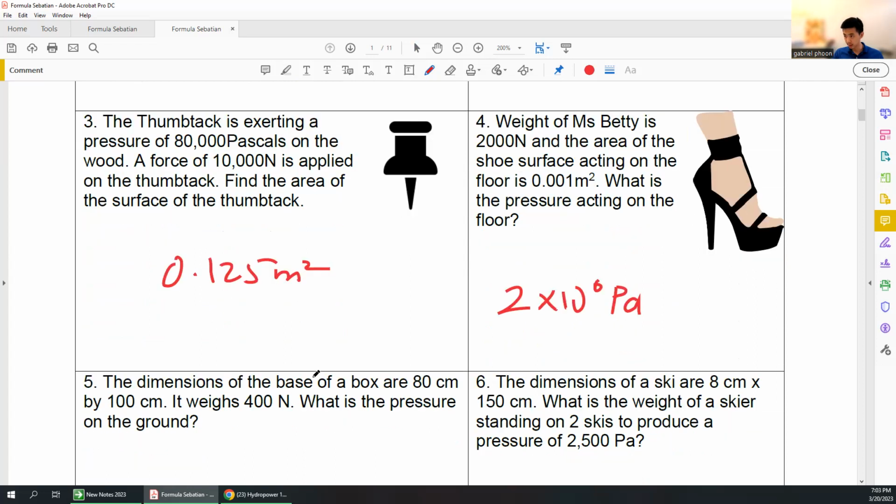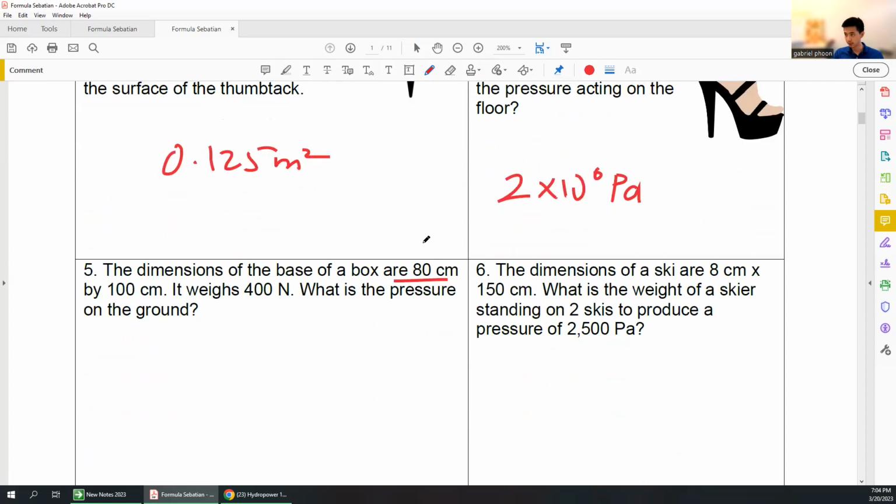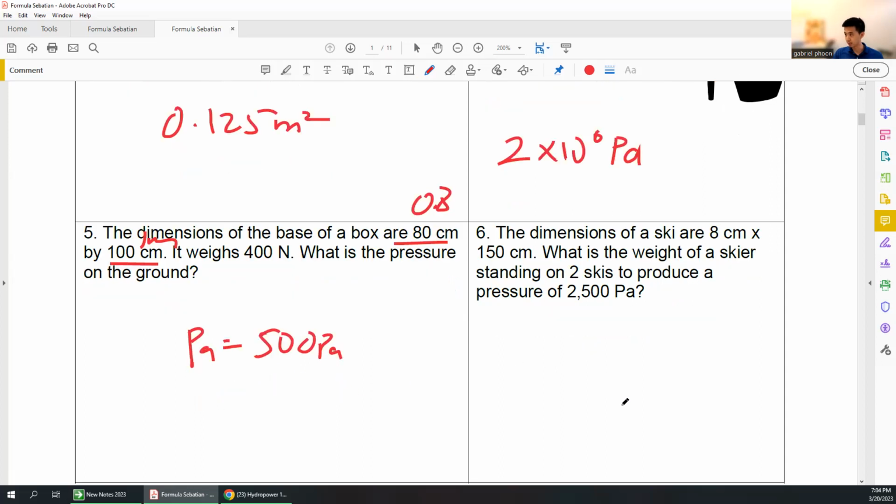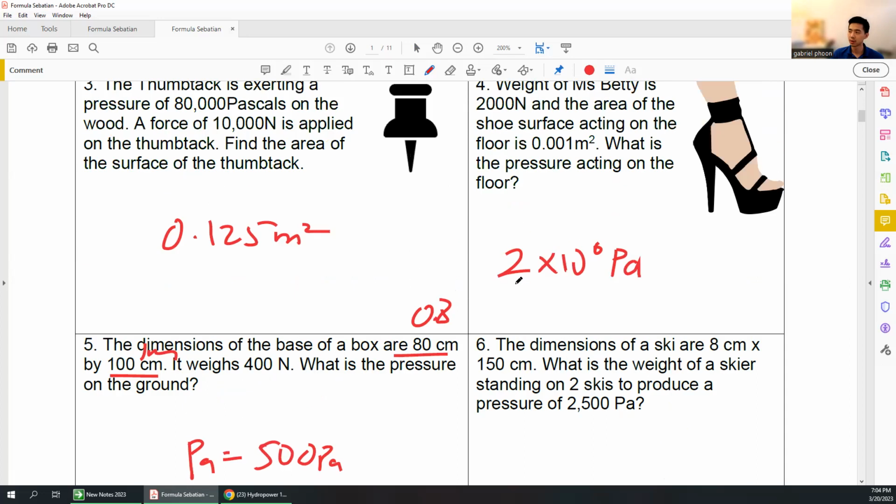Then this one here, you're supposed to convert this into meters first, right, which will give you 0.8 meters square. Then your pascals will once again be 500 Pa. And finally, this last one here, you are supposed to get 600 newtons. Did you get the same for all 6 questions?